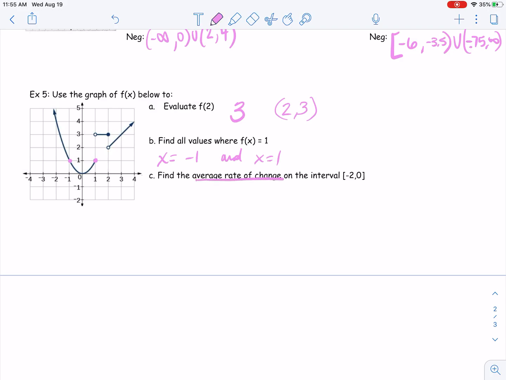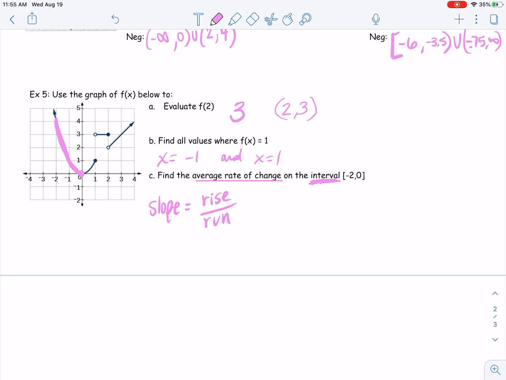Last one is your average rate of change. And another word for that, like we said, is slope. You got it. So slope, how do we find slope? It's rise over run. That is your average rate of change. Now, notice they give us an interval here. -2, 0. That is not a coordinate location. That is an interval. Intervals are always listed in x values. So if they're giving me the x value of -2 to 0, then they're talking about this portion of the graph.